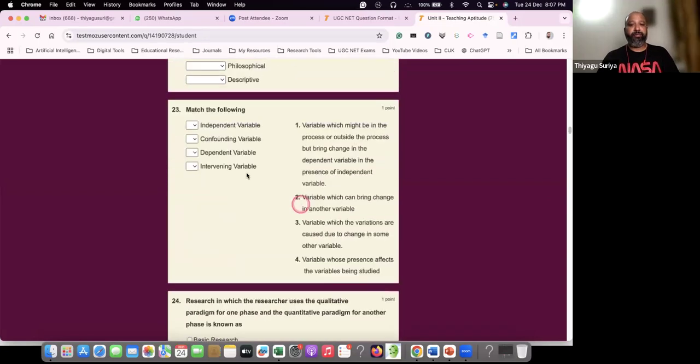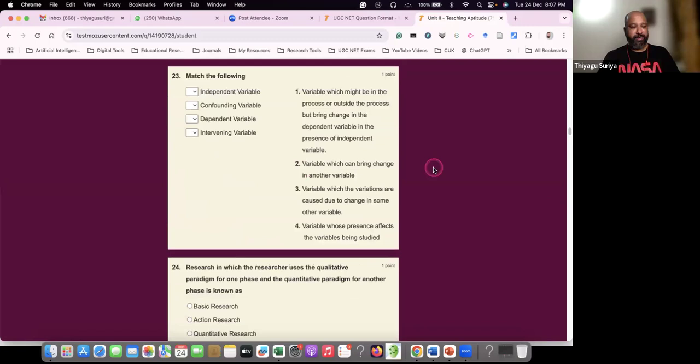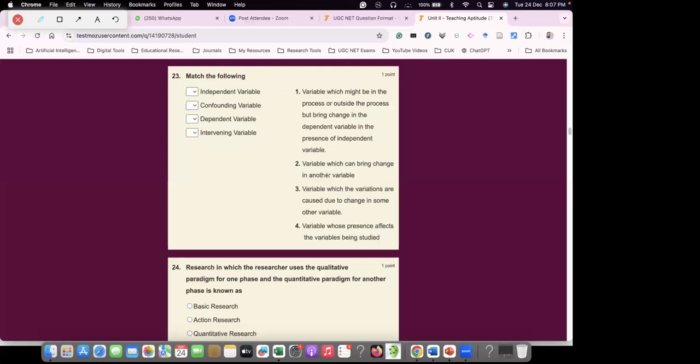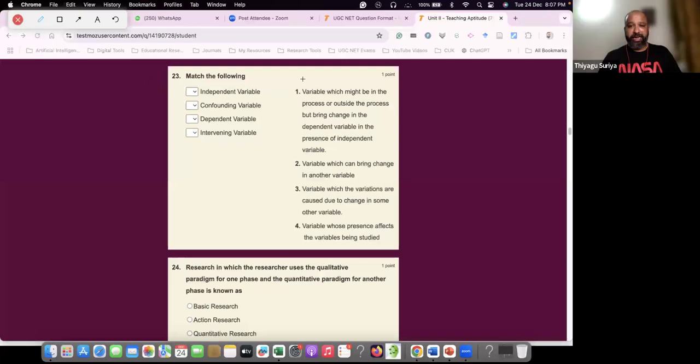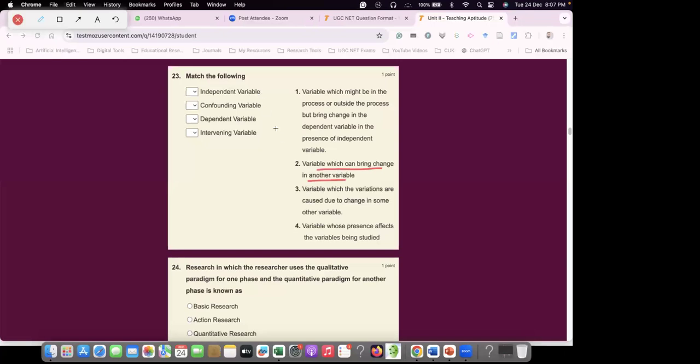Independent variable. Match the following. What is the independent variable? The variable which can bring change in another variable. Therefore, the answer is this one.